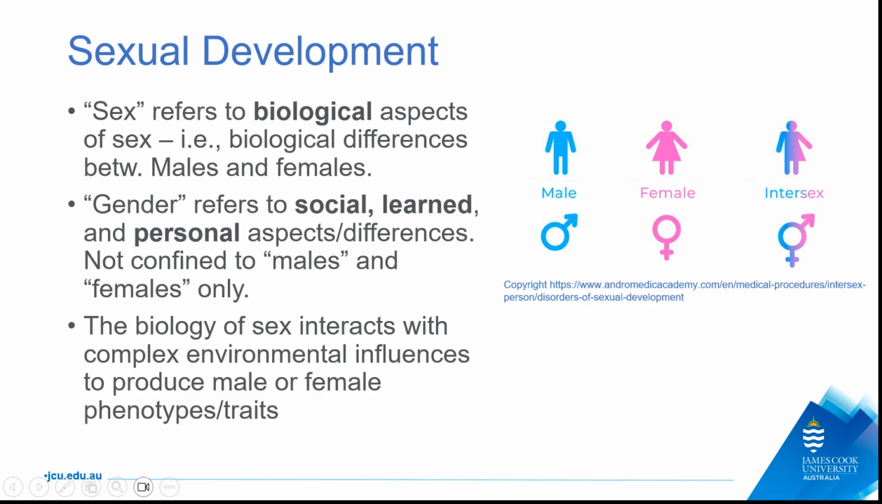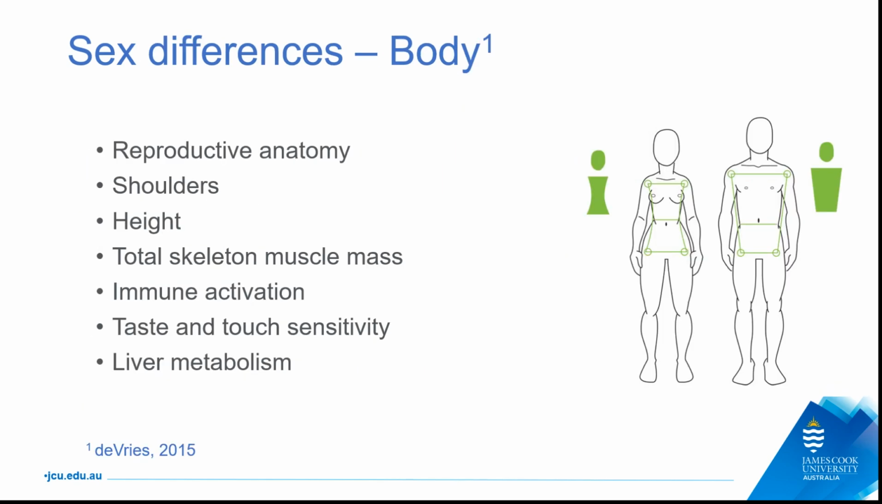Just for everybody's general knowledge, the most primary, most salient difference between males and females refers to upper body strength. So I'm essentially talking about bullet numbers 2, 3, and 4: shoulders, height, total skeletal muscle mass. These 3 differences are the most prominent differences, irrespective of whether it's mental or physical.